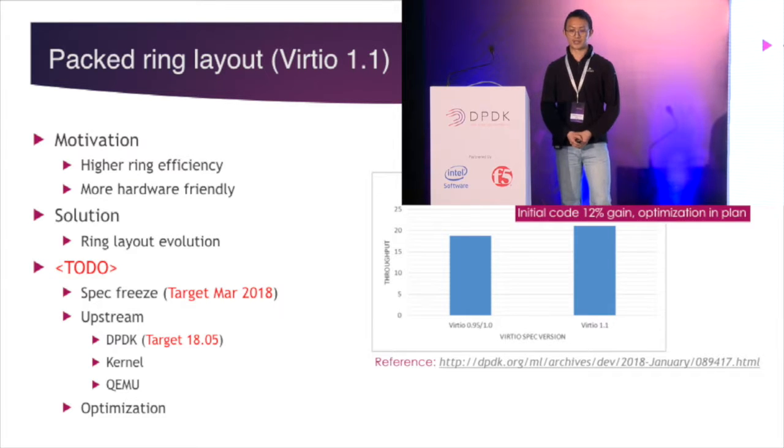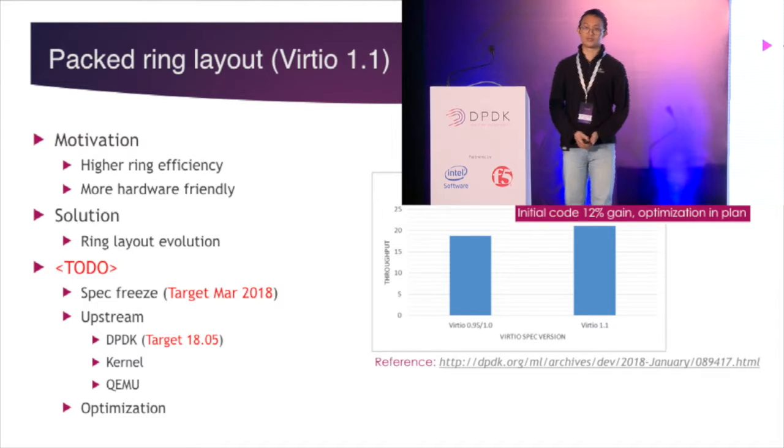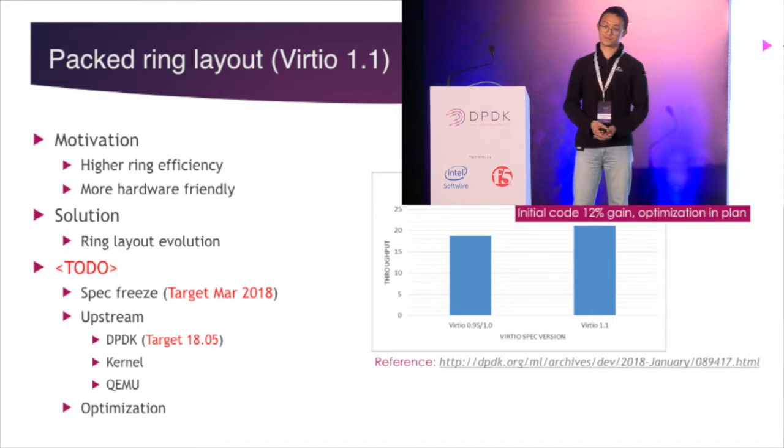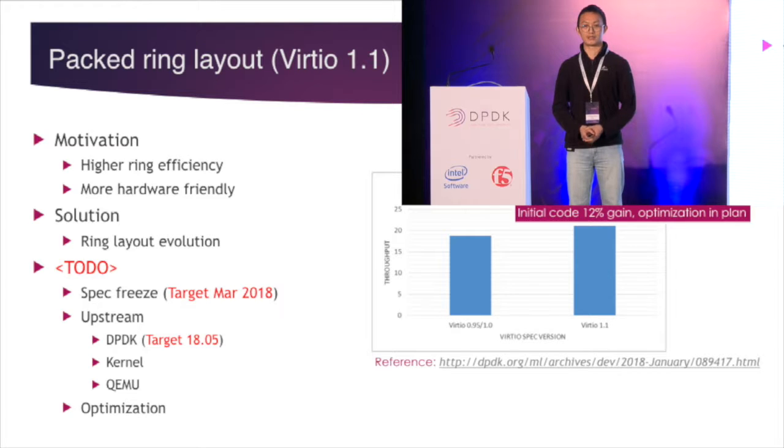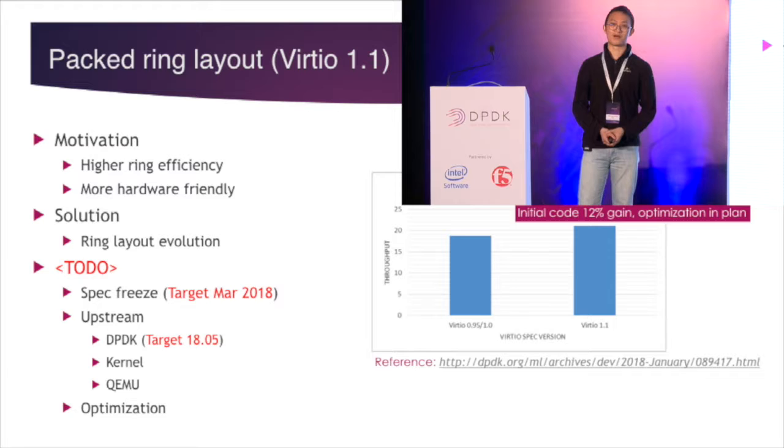milestone for the Virtio spec, because in previous versions, no matter 0.95 or 1.0, the ring layout is the same. It has three rings. From a software point of view, it's very flexible. It can support a lot of operations. But from a performance point of view, it might not be that efficient, especially when we talk about acceleration. So it should be more hardware friendly. That's why Virtio 1.1 came to the stage.